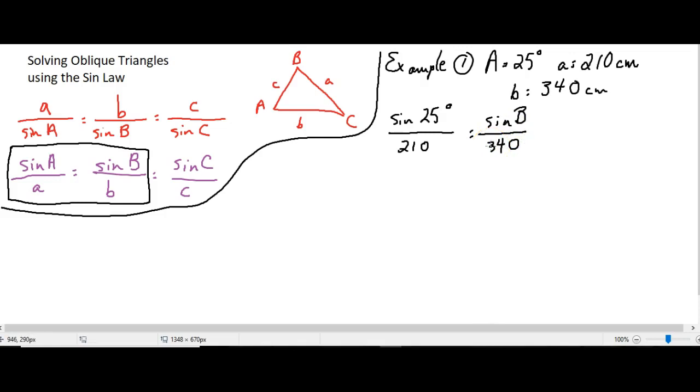Now just stop and think about this for a minute, because these are things you want to think about as you are solving the triangles. From what you know about triangles, if this side is 210, which is less than this one, then angle A will be smaller than angle B. Angle B is opposite a larger side, so it will be larger than angle A. Just something to keep in mind. We should be getting an angle that is greater than 25 degrees. So let's solve this now.